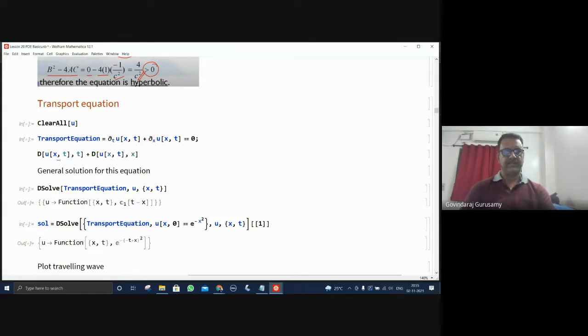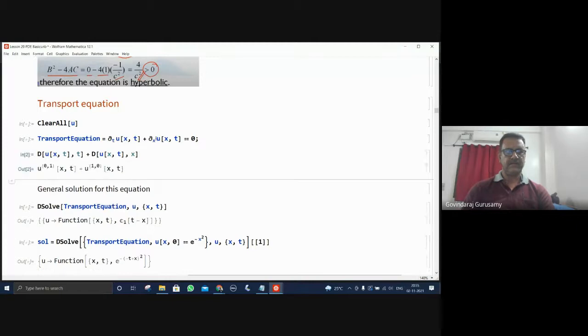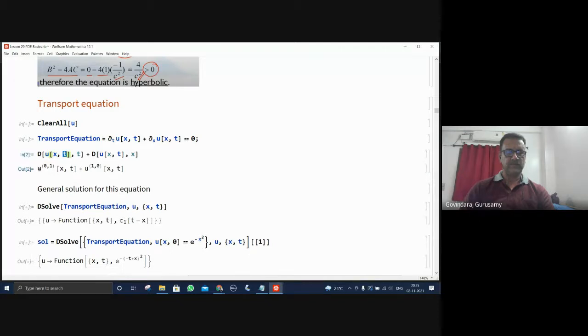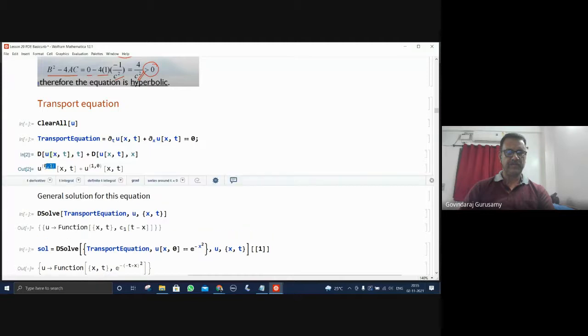Okay, you can see here differentiating with respect to time, differentiating with respect to the coordinate system x. See what I have written here: second variable U of 0, 1. That's what your output says. Then first variable U of 1, 0 of x, t. So when you write like this, it means ∂u/∂t, and this is ∂u/∂x.